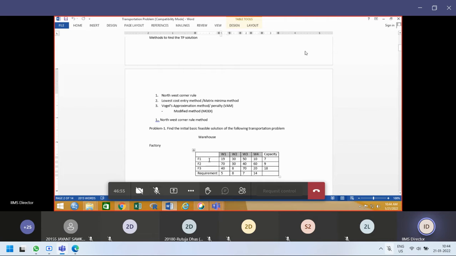I will explain the first problem. For factory 1, if I would like to transport goods from factory 1 to warehouse 1, the transportation cost is 19.